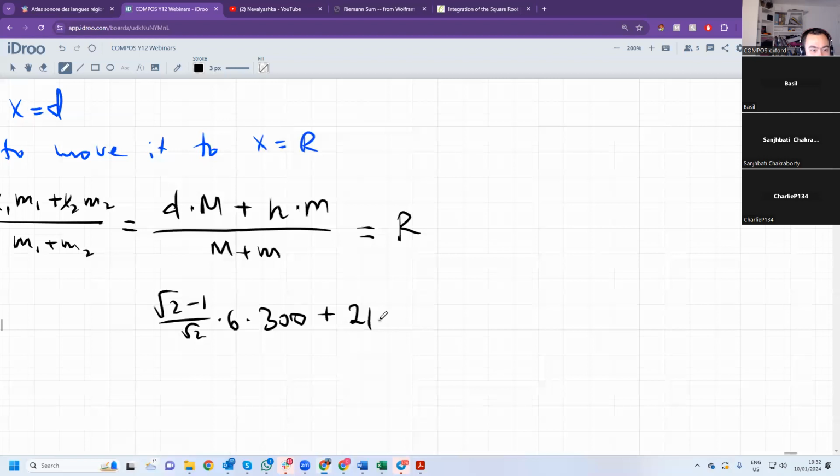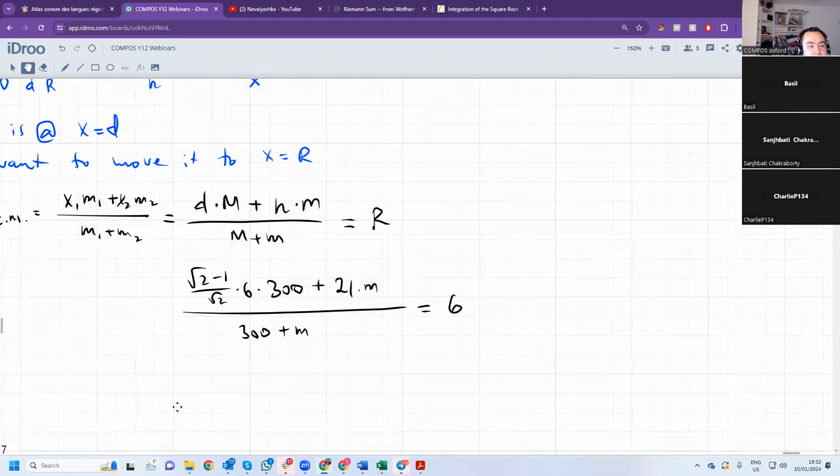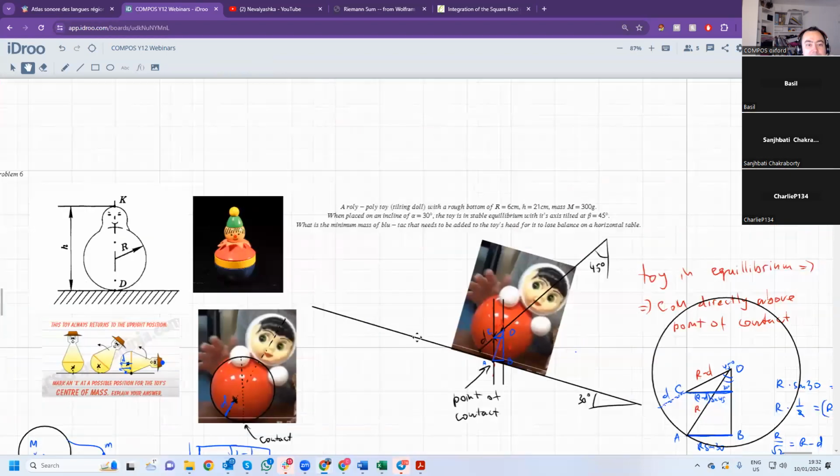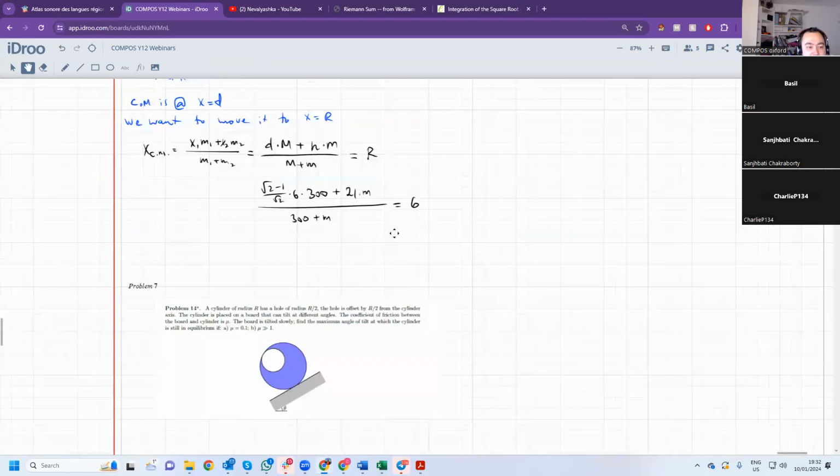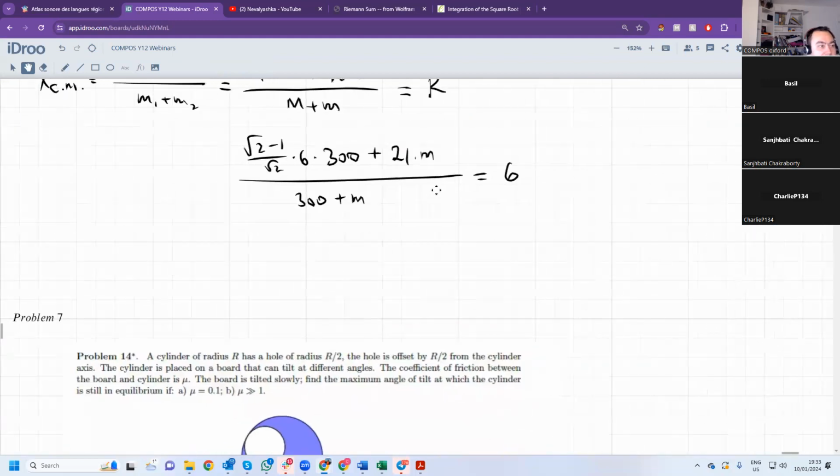21 multiplied by m, divided by 300 plus m, equals R, which is 6. Six, seriously? That's a very small radius. Okay, 6, and then we just work it out.